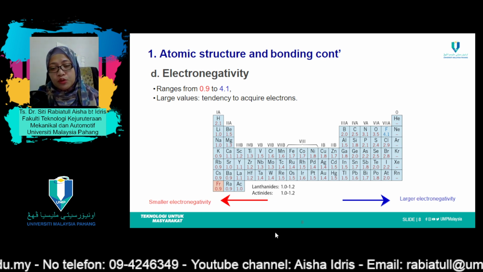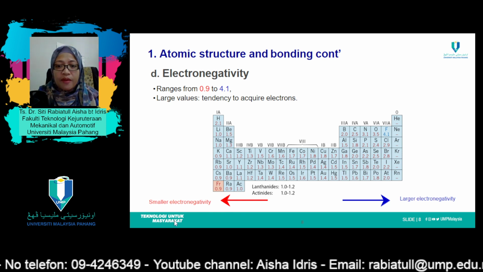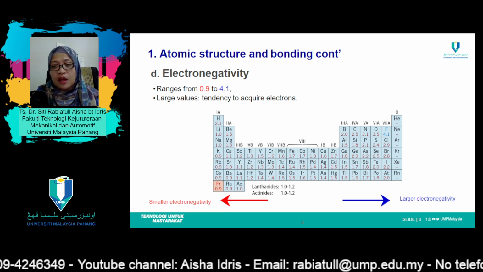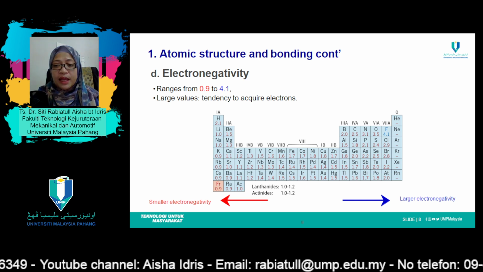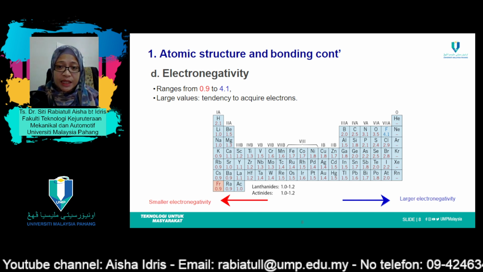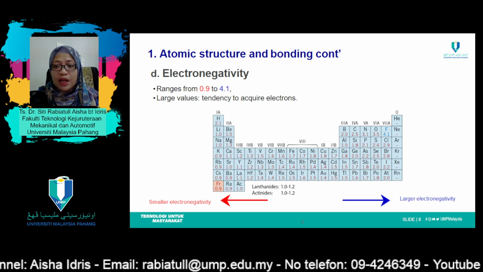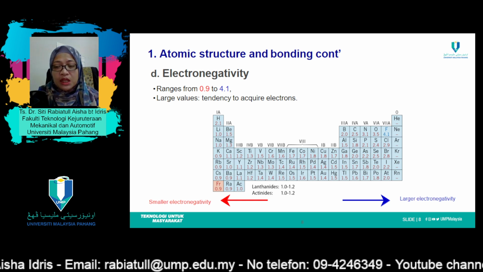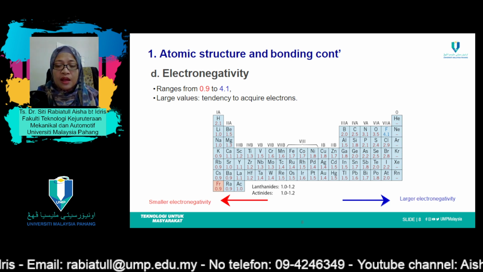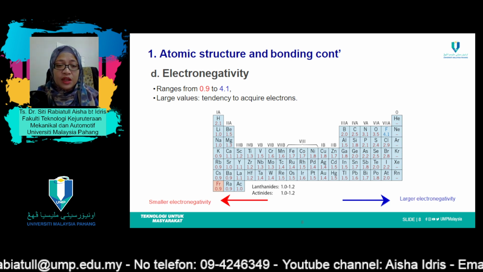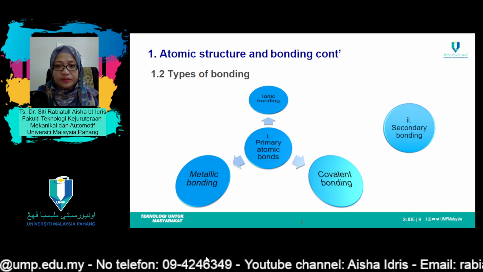If you refer to this periodic table, to the left represents smaller electronegativity, and moving to the right represents larger electronegativity. So basically, the larger the value of electronegativity, meaning the material has more tendency to acquire or to receive electrons.